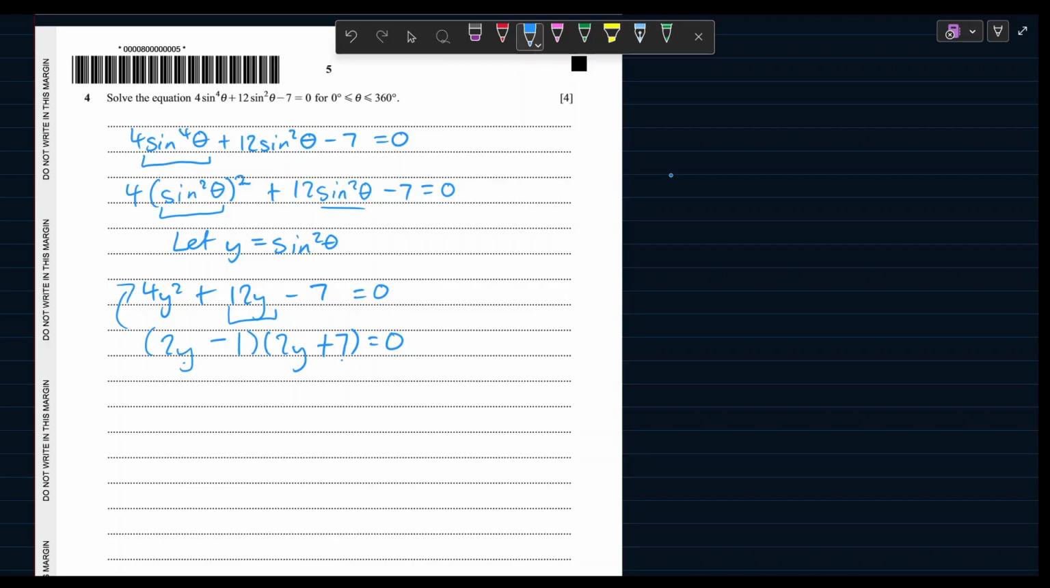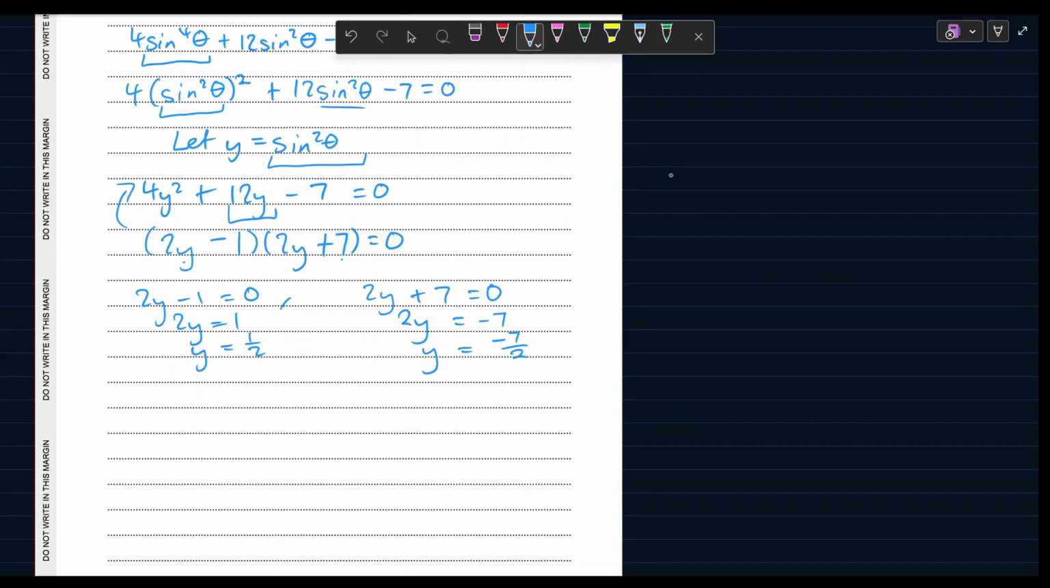We're saying that here we're going to get 2y minus 1 is equal to 0, and 2y plus 7 is equal to 0. So you get that 2y is equal to 1, y is equal to 1 over 2. And from this equation, you get 2y is equal to negative 7, and y is equal to negative 7 over 2. But remember that y is equal to sine squared theta.